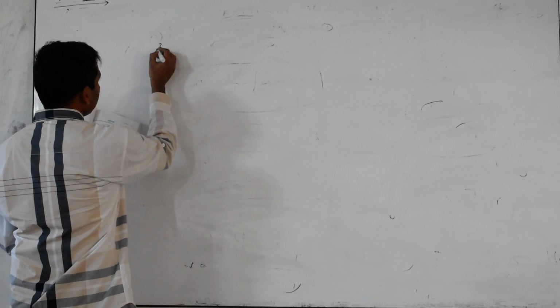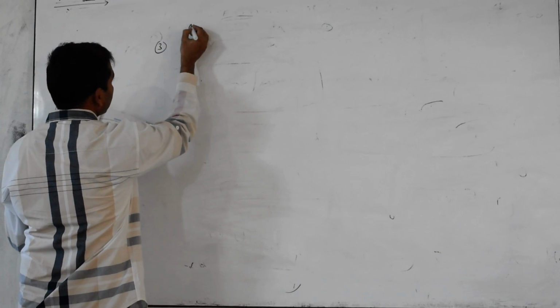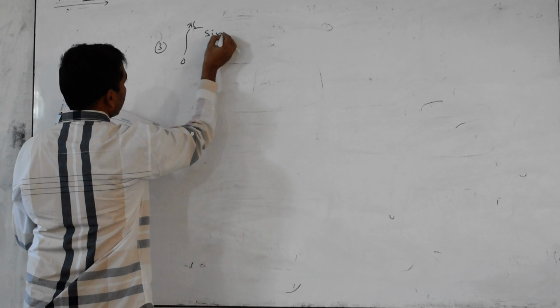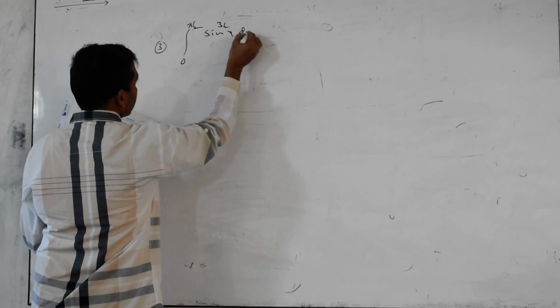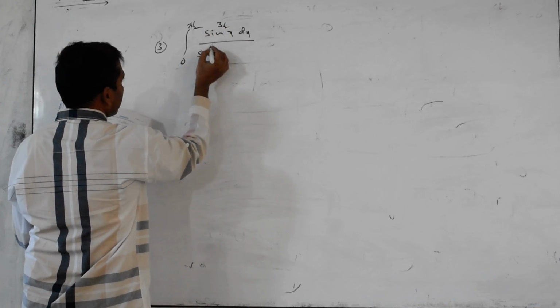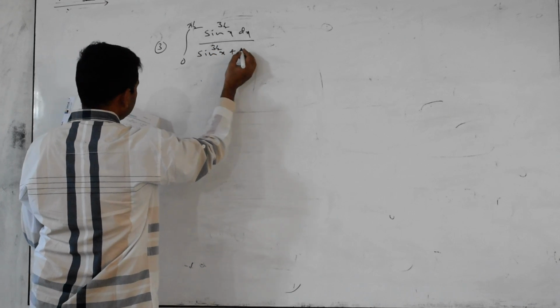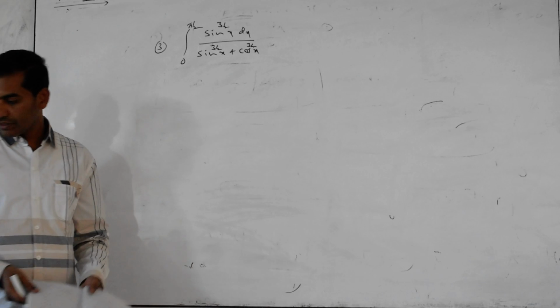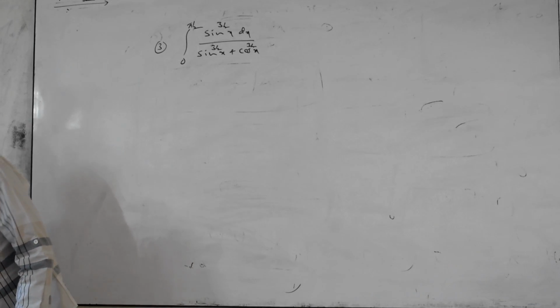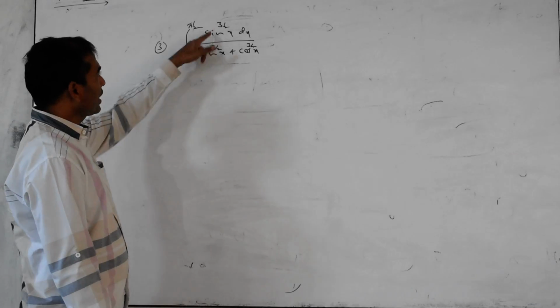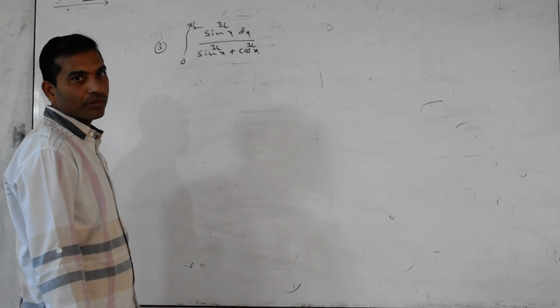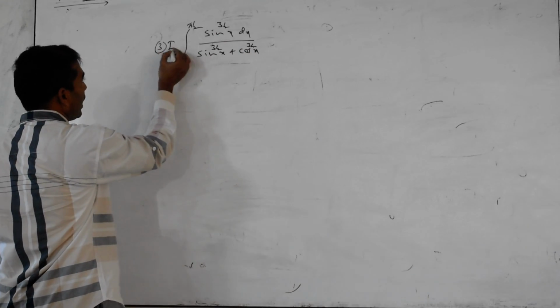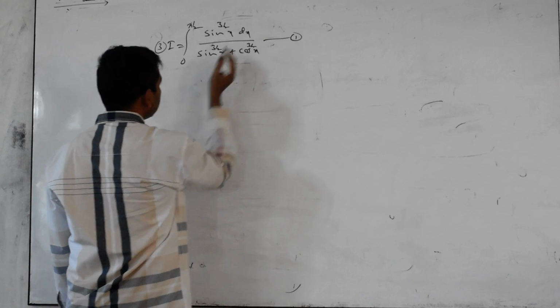Next, question number 3. The integral from 0 to pi by 2 of sin^(3/2) x dx by sin^(3/2) x plus cos^(3/2) x. Tell me the answer: it is pi by 4, since sin to the power n x and cos to the power n x, 0 to pi by 2. Let this be I. Can you try this?